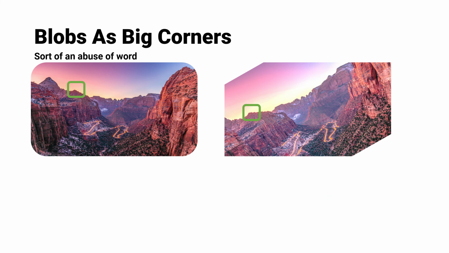Okay, so let's look at blobs as big corners. Remember that the word blob here means that it's just a circular entity rather than a binary large object, as we have seen in the morphological lecture. This is sort of an abuse of a word, but in this context of feature description, blob refers to the size of the circular thing.